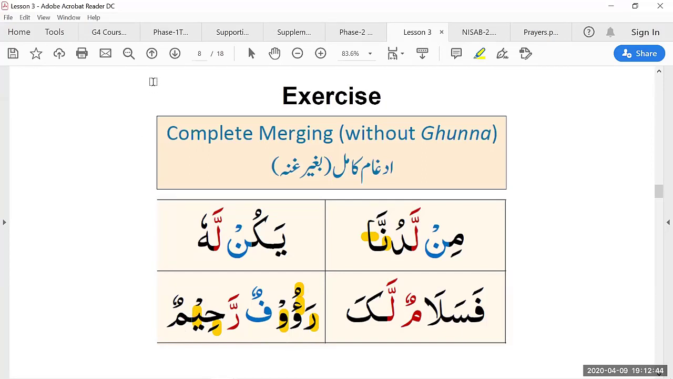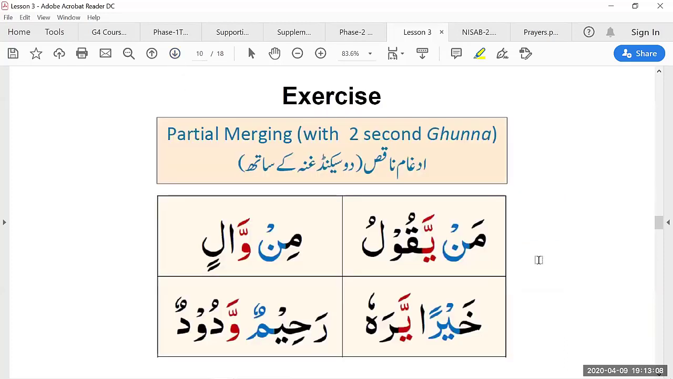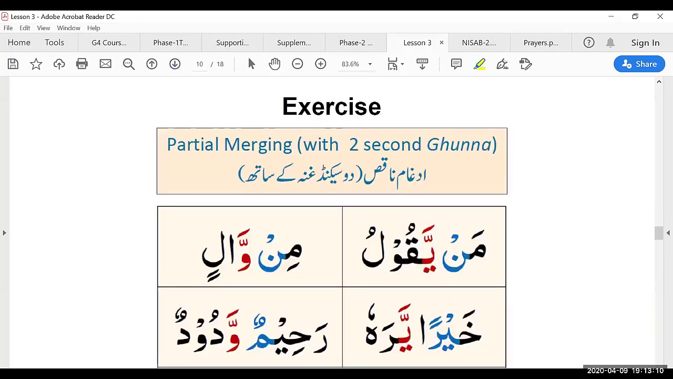Okay, so now we'll move on to the next, which is common error 12. I'll just read this out. The common error 12 says, do not pronounce Ghunna less than 2 seconds if Noon Sakin or Tanween appears before a Ya or Waw Mushaddad. So again, I would like to request the ST to pick a student.